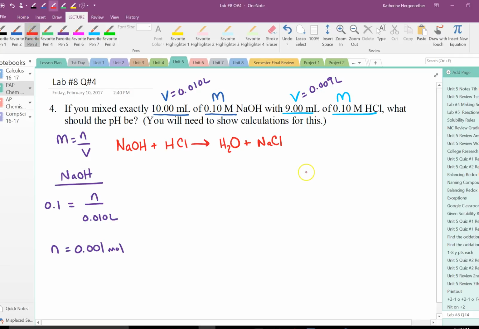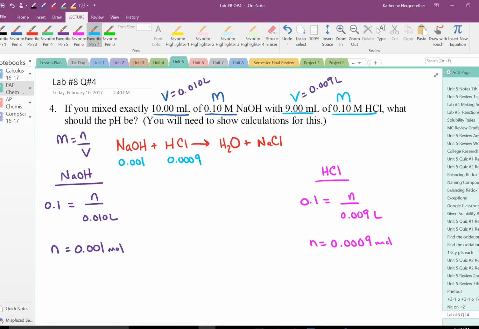So if we repeat the process for hydrochloric acid, we would do 0.1 equals moles over 0.009 liters, and we would find that we have 0.0009 moles of hydrochloric acid. So looking at that, we have 0.001 and 0.0009. So when you see these numbers, you can see that the sodium hydroxide is the higher number. So you're going to have excess of it left over. But you want to know exactly how much excess you have left over to figure out the pH.